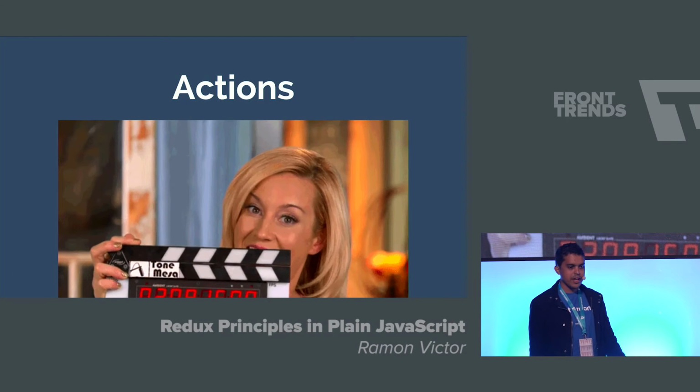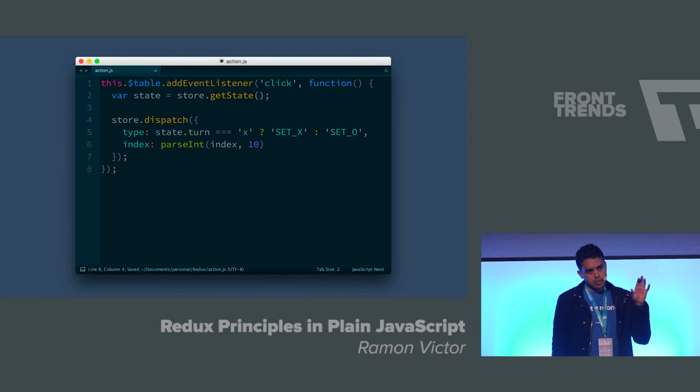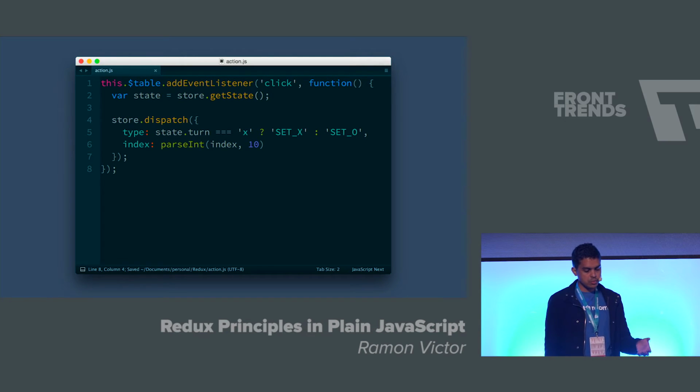So everything starts from an action, like I mentioned before. Whenever people click on the grid that you just saw in the quick demo, I have access to the store by using the getState method, as you see there. And then I want to update the first index of the grid. So what I do is basically dispatch an action that contains a type, which is the type I want to apply. It can be set X or set O. And I send the index to the store so that it will update the state based on those 2 arguments.